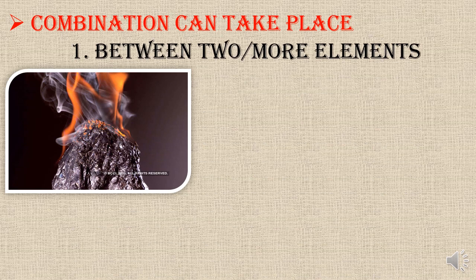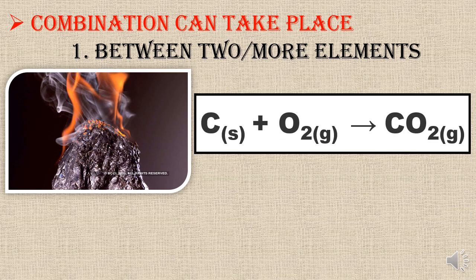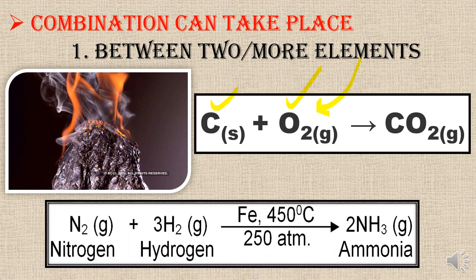It can take place between 2 or more elements. For example, coal burns in oxygen to form carbon dioxide gas. Here, both the reactants, that is carbon and oxygen, are in their element forms. Similarly, during the formation of ammonia, during Haber's process, nitrogen and hydrogen gases combine. Here also, the reactants, that is nitrogen and hydrogen, are in their element forms.